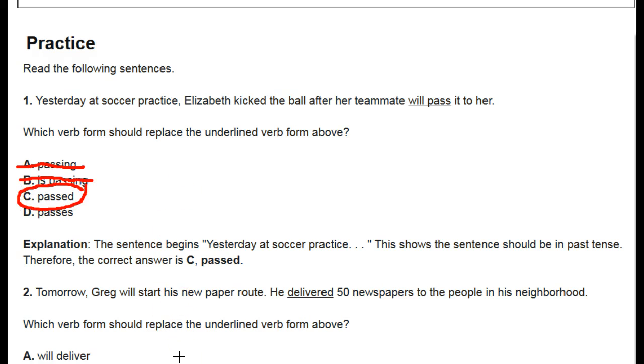The sentence begins yesterday at soccer practice. This shows the sentence should be in past tense. Therefore, the correct answer is C, past.